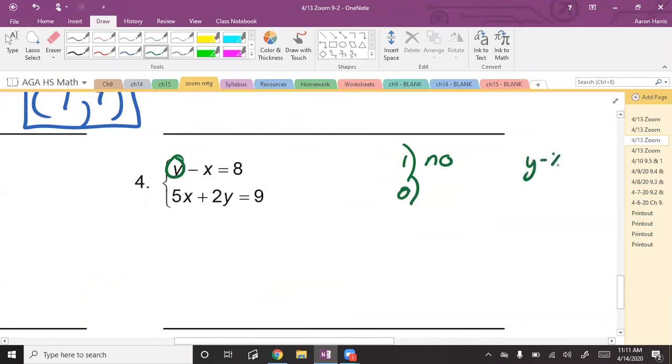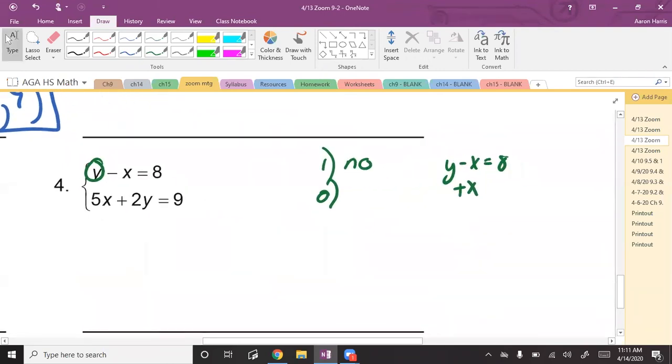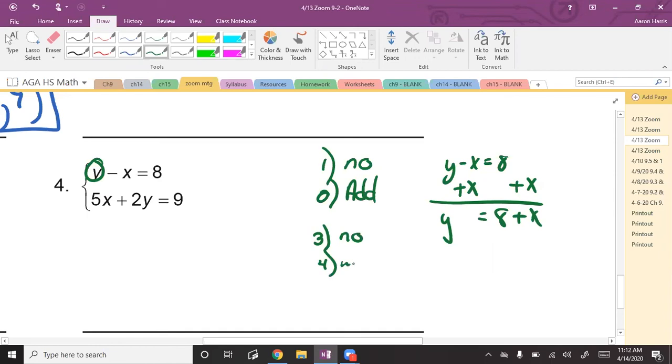Okay, so y minus x equals 8. I am going to add this x. Now, what I do to one side, I must do to the other. So I get y, this cancels. Don't forget your equal. Bring down the 8 plus x. I added. Step 3 says remove multiplication and division. Is y all alone? Yes. So there's nothing to do here. And the 4th step, nothing to do there. y is all alone. What is y equal to? y is equal to 8 plus this x.